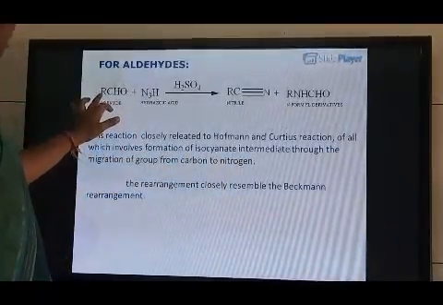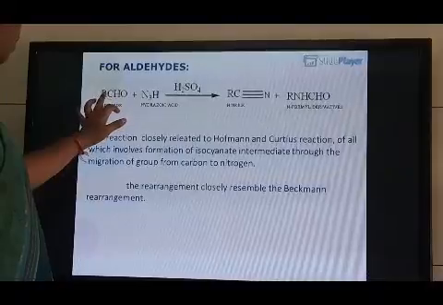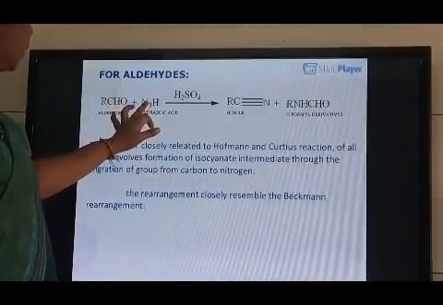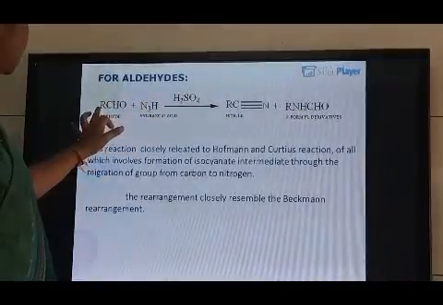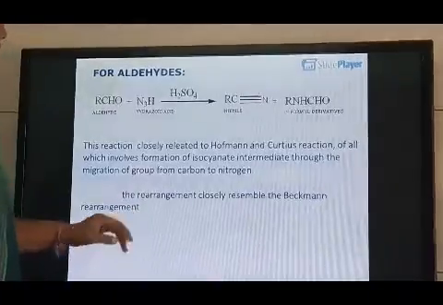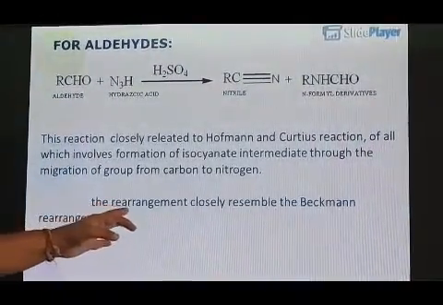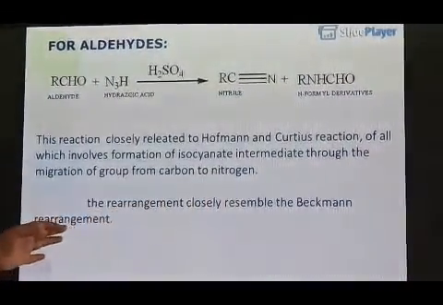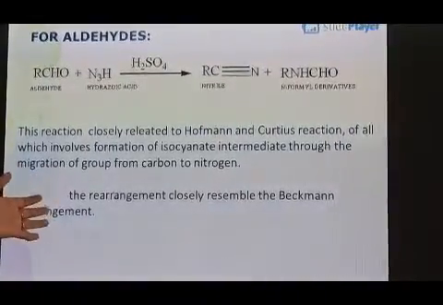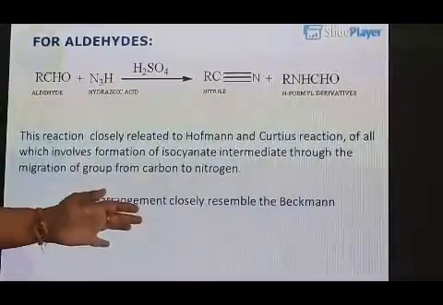So here R is attached to carbon. Now this R, an alkyl group, is migrating onto the nitrogen. The intermediate forms by migration of R onto the nitrogen. That's why it is a rearrangement reaction. It closely resembles the Beckmann rearrangement, where oximes are converted into amides. In this also, the alkyl group is migrated onto the nitrogen.